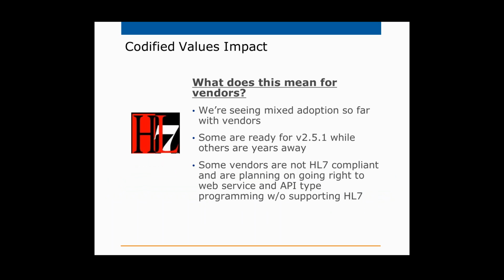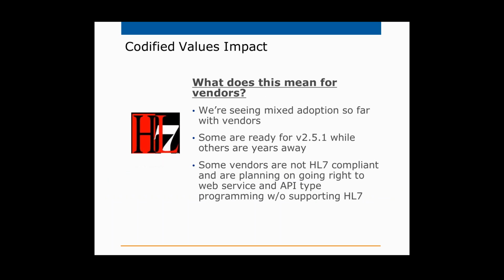So out in the field, what are we seeing? So far we're seeing mixed adoption with 251. Some vendors are ready for 251. Some have been doing 251 for years. I mean, we've been producing 251 even before meaningful use because some states needed that for grants. So some folks have been doing 251 for quite a while. Others are still working on it, and they're quite a ways away.